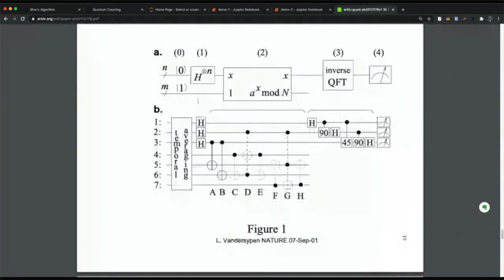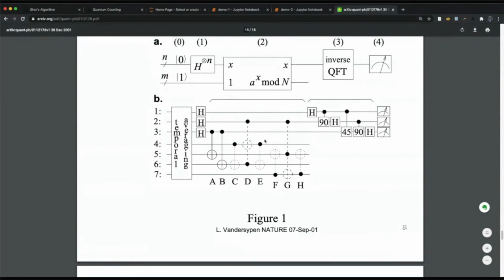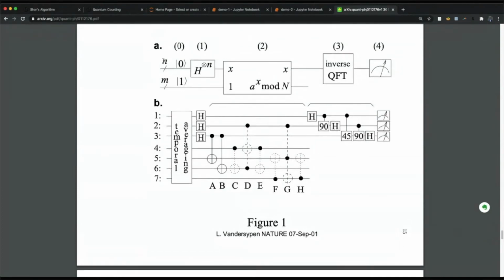So this is exactly the kind of circuit that they use to do the work. You see there's some detail here that involves the way the gates are applied in that particular system. But immediately you can see the way they're doing the work is, again, they have this box that applies a to the x modulo n. They apply Hadamards on the top qubits and do an inverse quantum Fourier transform. This is exactly what we discussed today.